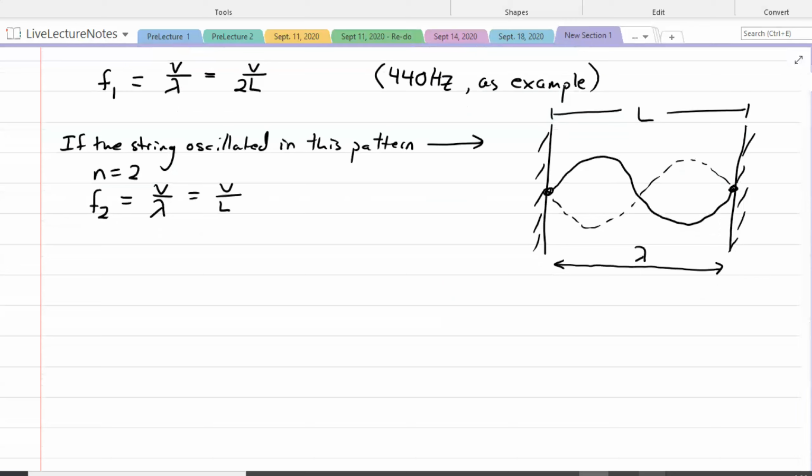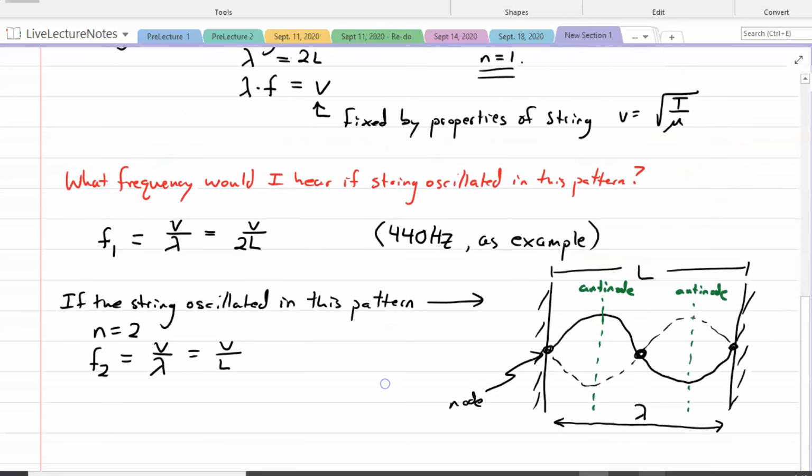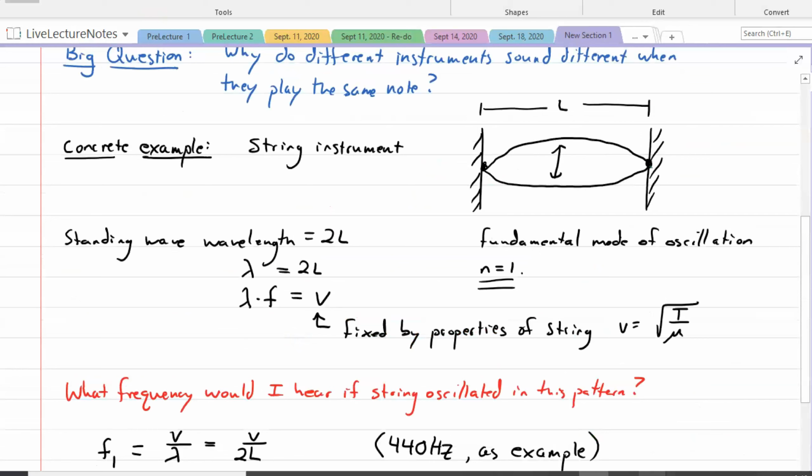By the way, I should maybe explain what is n. n is the number of these maximum points of oscillation. We call these antinodes. The nodes are the places which don't oscillate at all. So the edges are the nodes. The middle is a node in this case. And then the places halfway between the nodes are antinodes. If I have two antinodes, that's n equals 2. If I go back up here, I have one antinode, which is right in the middle there. And that's n equals 1.